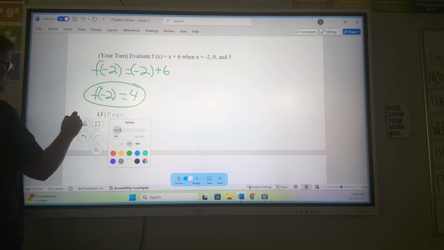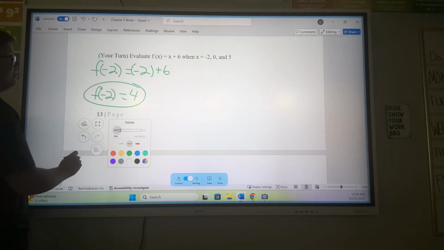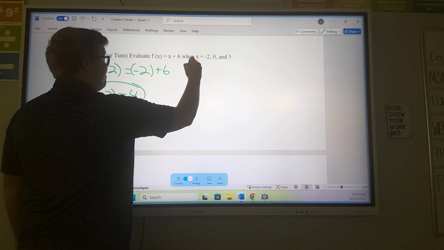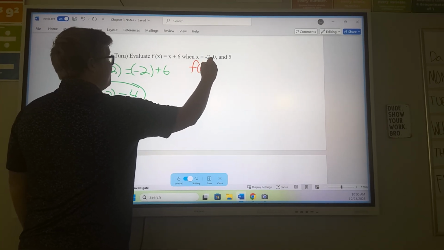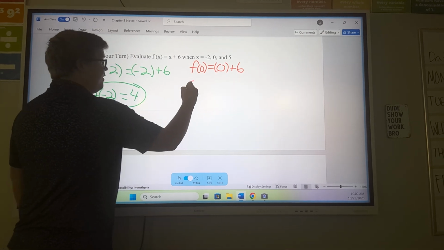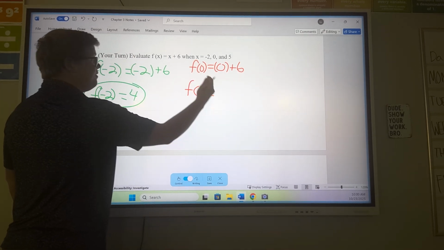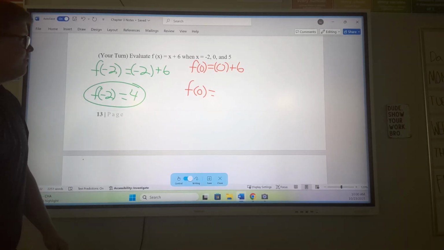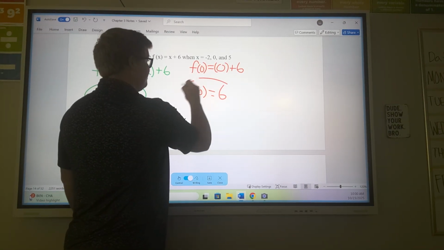Okay, let's do a second one now. We're going to plug 0 in. For f of 0, when I plug 0 in for x, I got, well, 0 plus 6 is 6. So f of 0 equals 6.